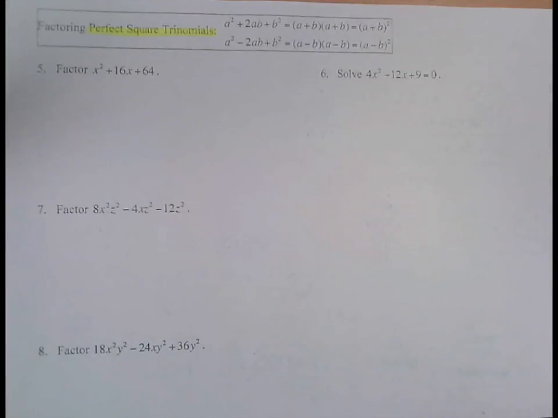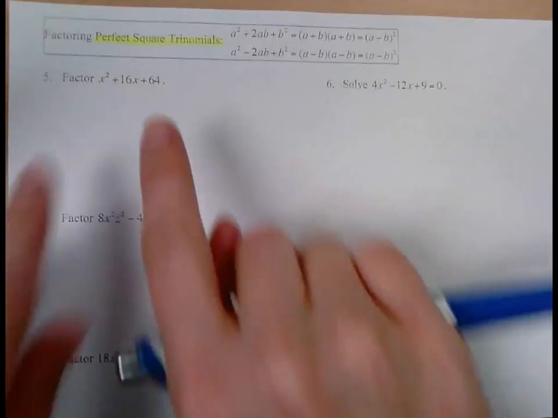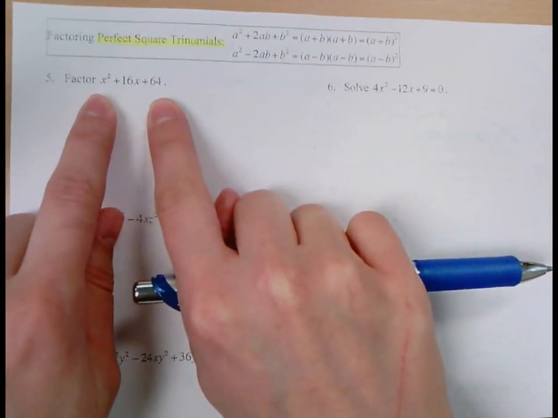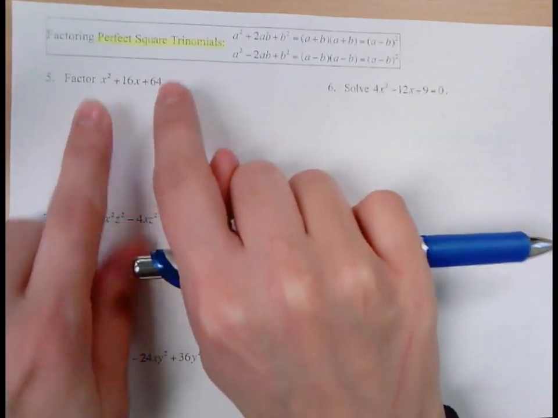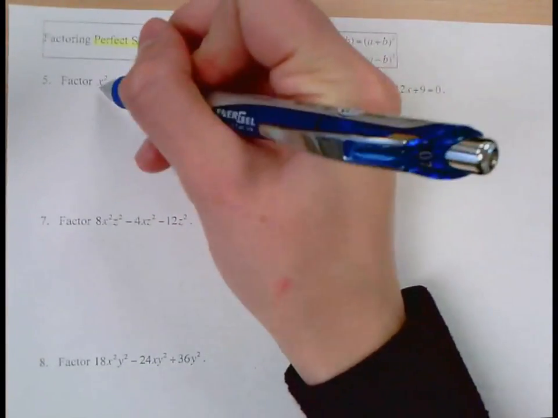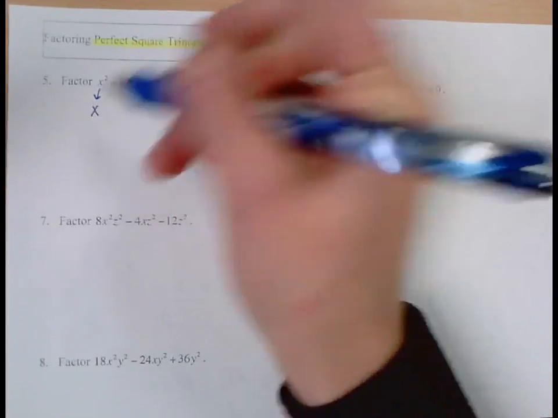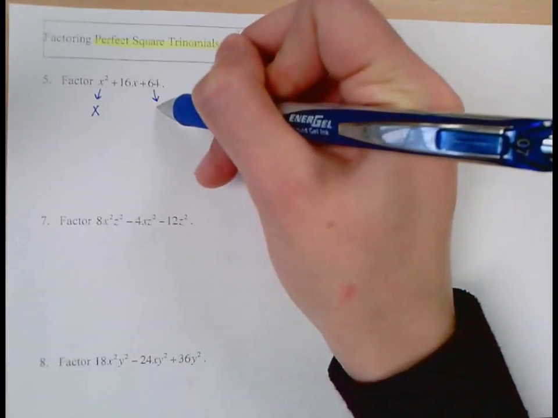So I'm going to show you how to use the shortcut. If it makes sense, use it. If it doesn't, use the diamond. So looking at number 5, we have x squared plus 16x plus 64. If you recognize that your first and your last terms are perfect squares, you might have a perfect square trinomial. This is how you check. I know x squared is a perfect square. If I take the square root, it's just x. And then I know 64 is a perfect square. If I take the square root, it's 8.